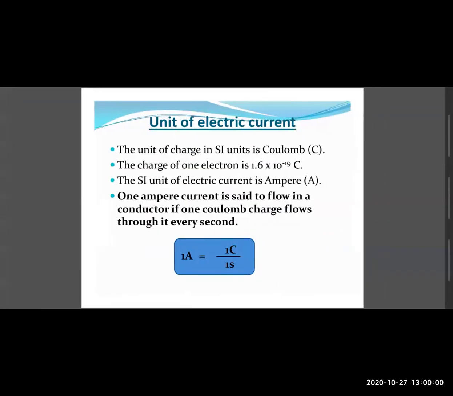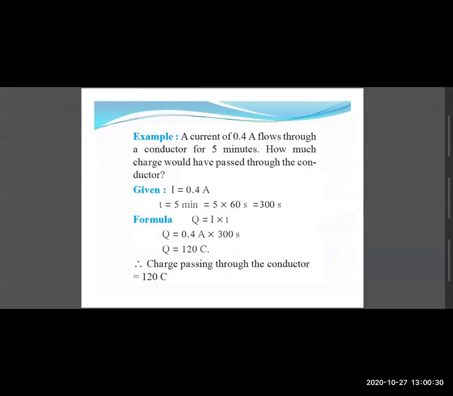Further, the units of current we saw. The SI unit of charge is the coulomb. Because the charge carriers are electrons, we need to know their charge. The charge of one electron is 1.6 x 10^-19 coulombs. And the SI unit of electric current is the ampere, A, where 1 ampere current is said to flow in a conductor if 1 coulomb charge flows through it every second. So 1 ampere is 1 coulomb per second. That is how we conclude our class.